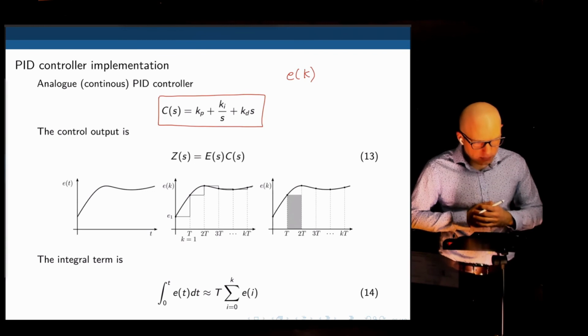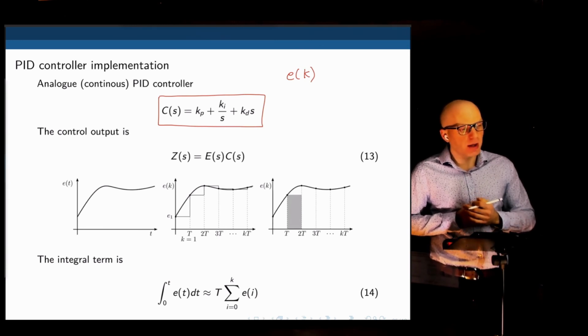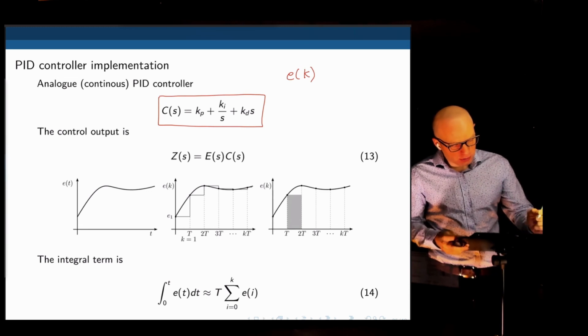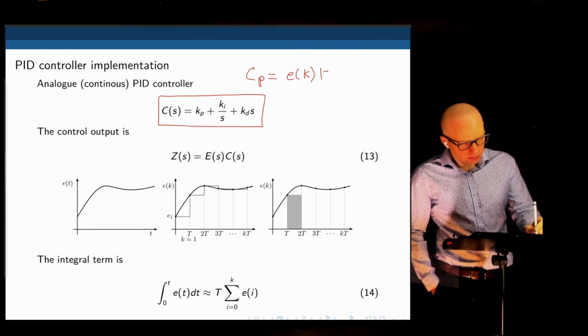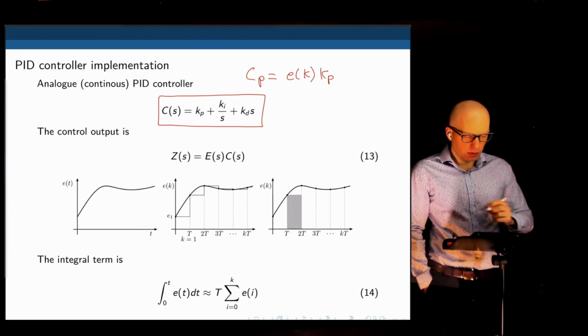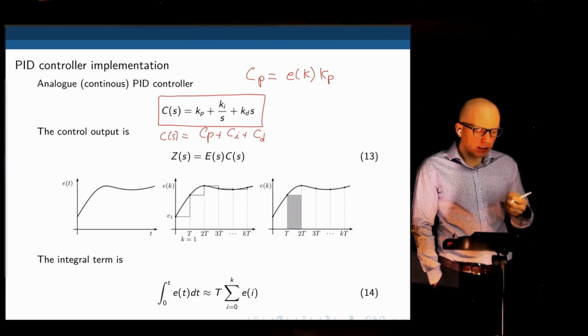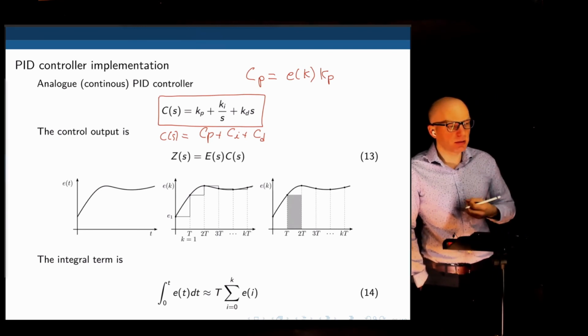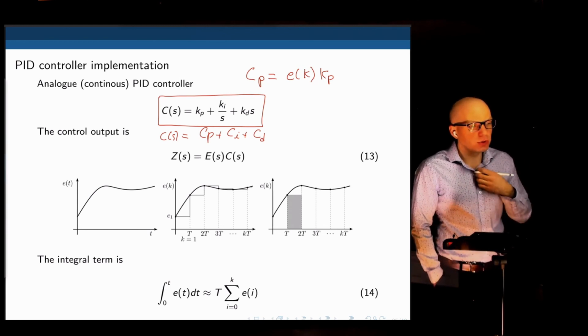If we look at the error at sample K, what would be the proportional error at that time? Well, the proportional part, let's call that control proportional, would be the error at that instant times Kp. The controller has now three parts: the proportional part, the integral part, and the derivative part. The proportional part at instant K is simply the error times Kp. What would be the integral gain? How can you calculate the integral gain?